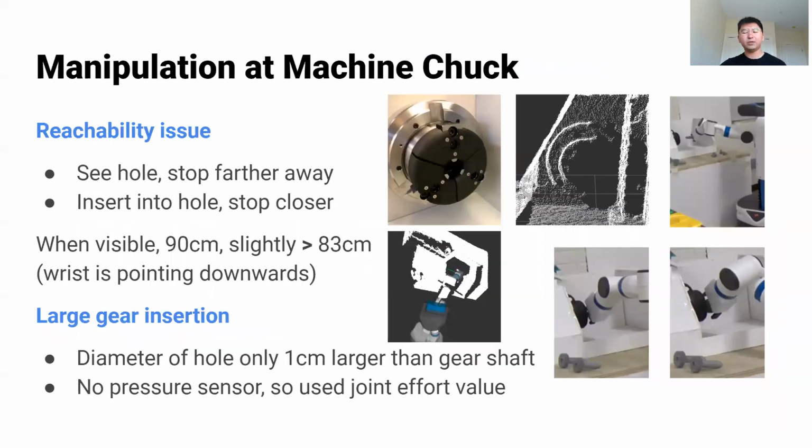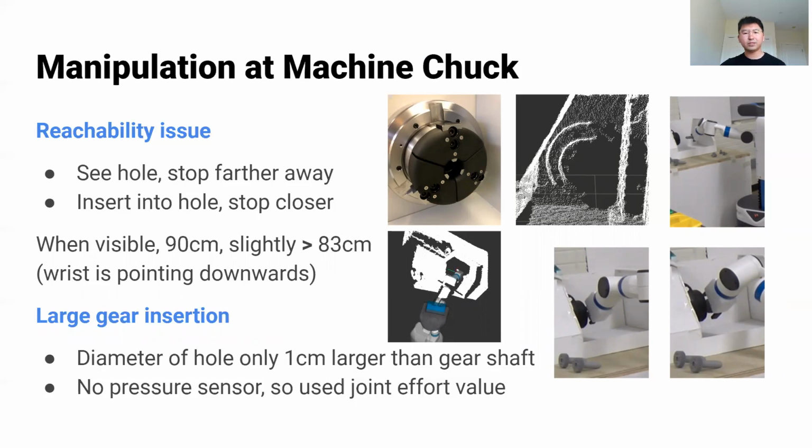We had to overcome the reachability issue. Because for the robot to see the hole, it has to stop further away to the right. But to insert the large gear, it needs to stop closer. When the hole is visible, it's only 90 centimeters from the robot's shoulder, which is only slightly longer than the arm length when the robot has its wrist pointing downwards.